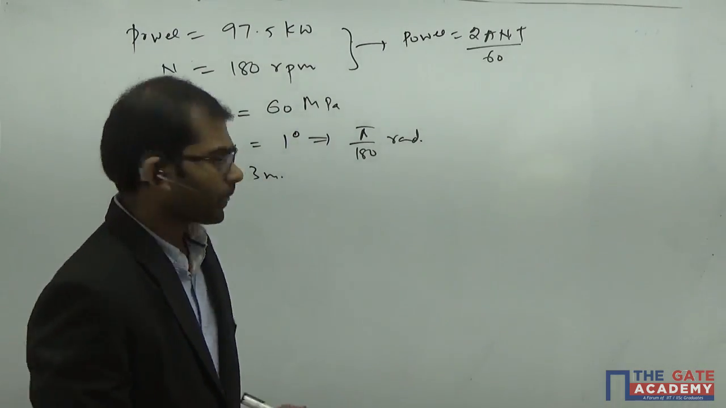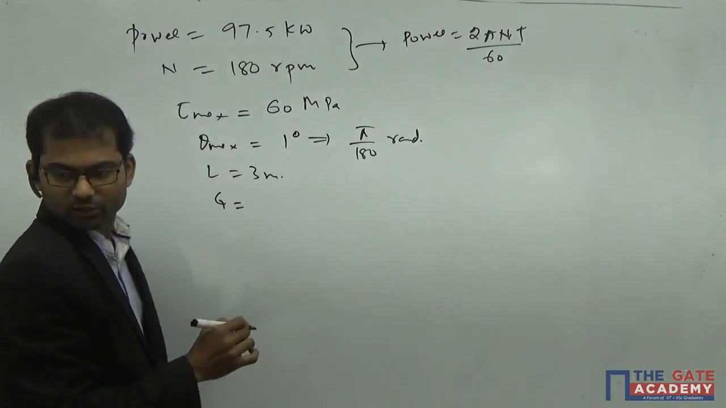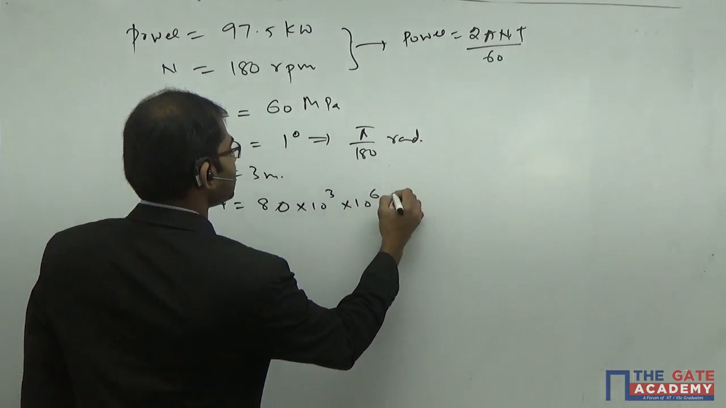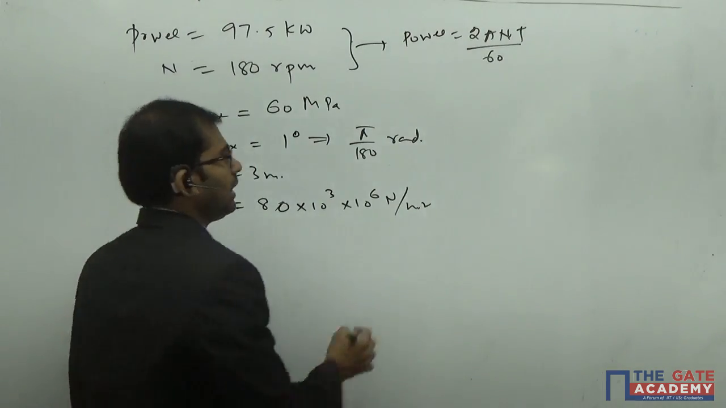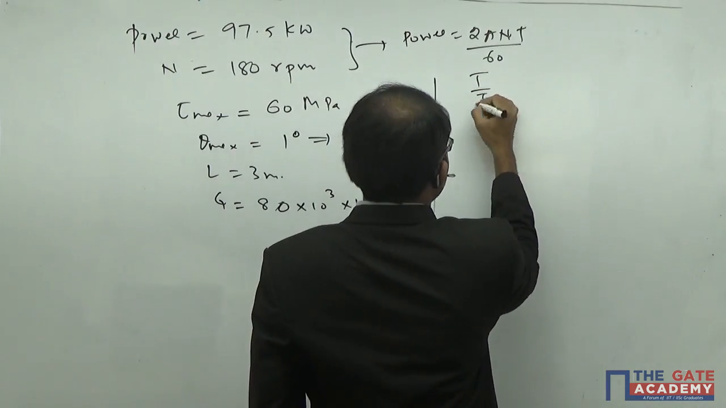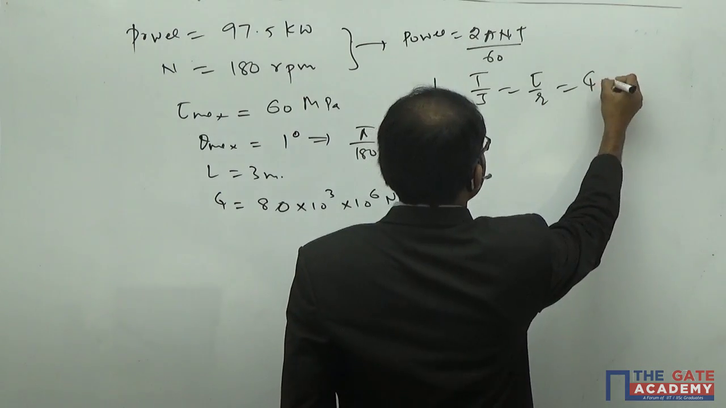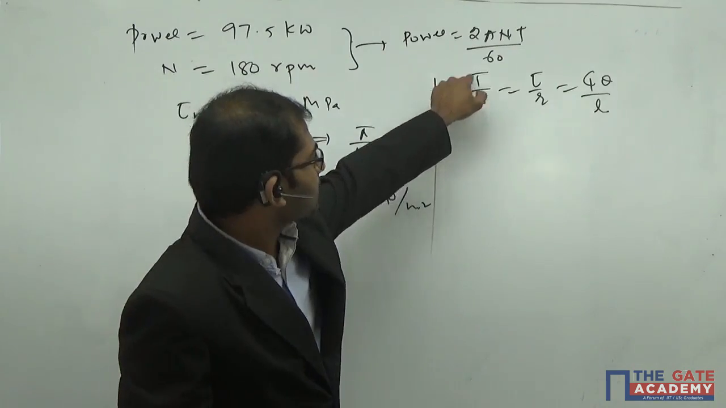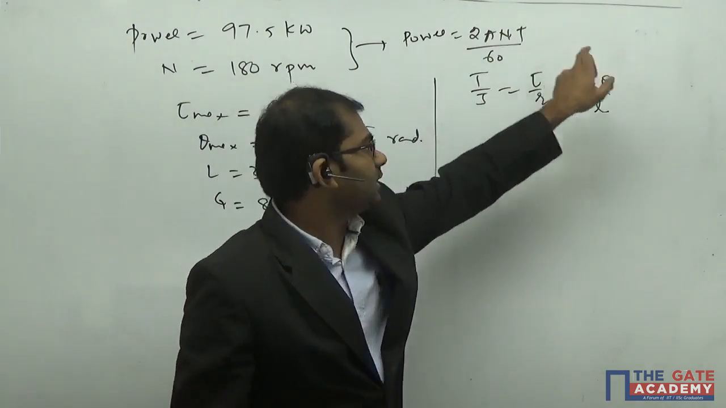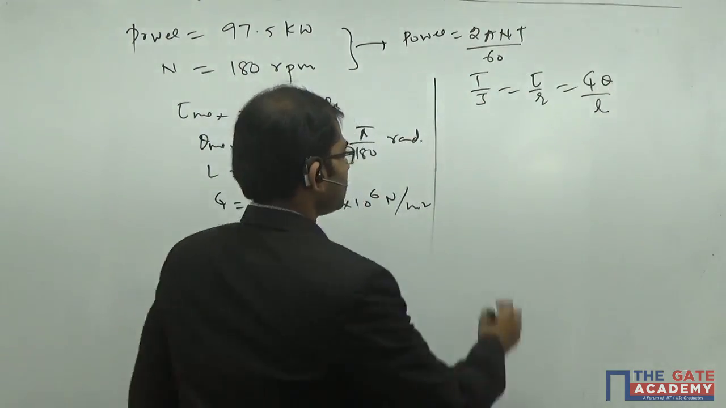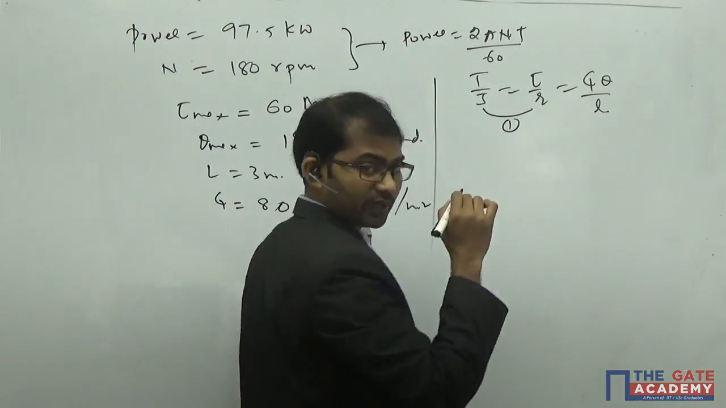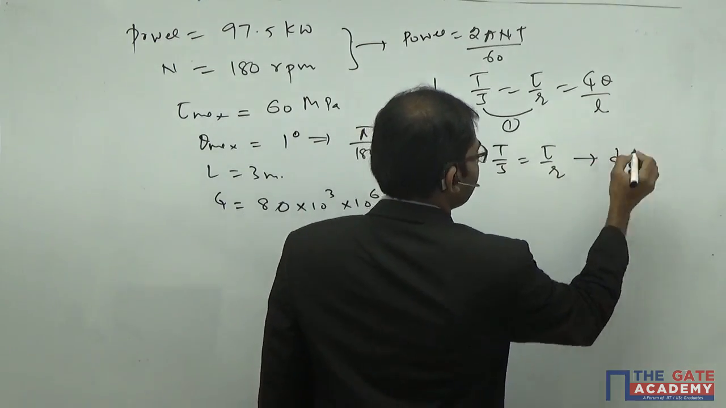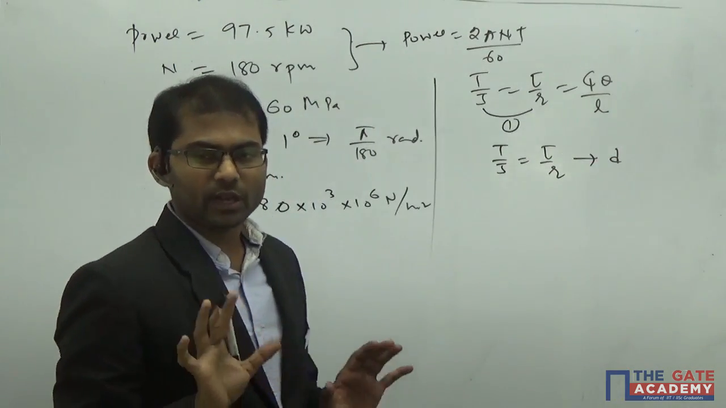In this one, G is also given here. G is equal to 80 into 10 power of 3 into 10 power of 6 Newton per meter square. Here we have the formula T by J is equal to tau by R is equal to G theta by L. Our torque will be creating a shear stress of tau, and torque will be creating an angle of theta. Understand? So if you take the first one, you will get the answer for diameter. That means T by J is equal to tau by R gives you the particular value of diameter which is the limit allowed.